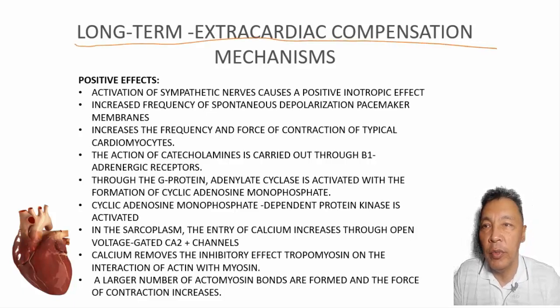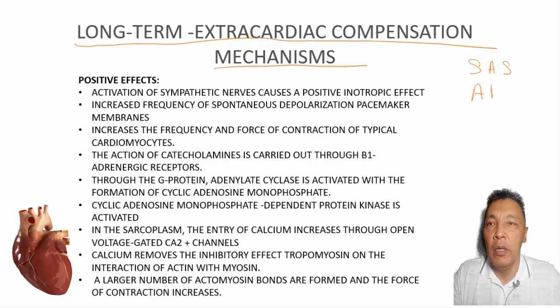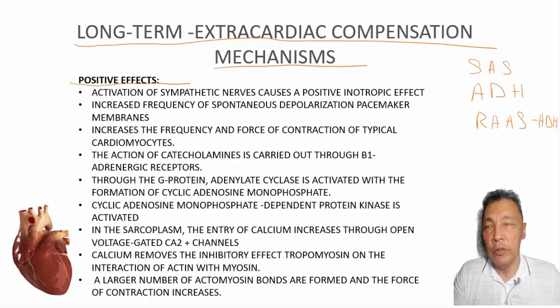Next slide, long-term extracardiac compensation mechanism. As I said, the long-term extracardiac compensation mechanism is in heart failure. It is a compensatory hyperactivation of the neurohumoral system aimed at increasing the work of the heart: the sympathoadrenal system, the myocardial renin-angiotensin system, then the renin-angiotensin-aldosterone system, and compensatory hyperactivation of the oxygen transport system, erythropoiesis, and external respiration. There are positive and negative effects of compensatory hyperactivation of the neurohumoral system.